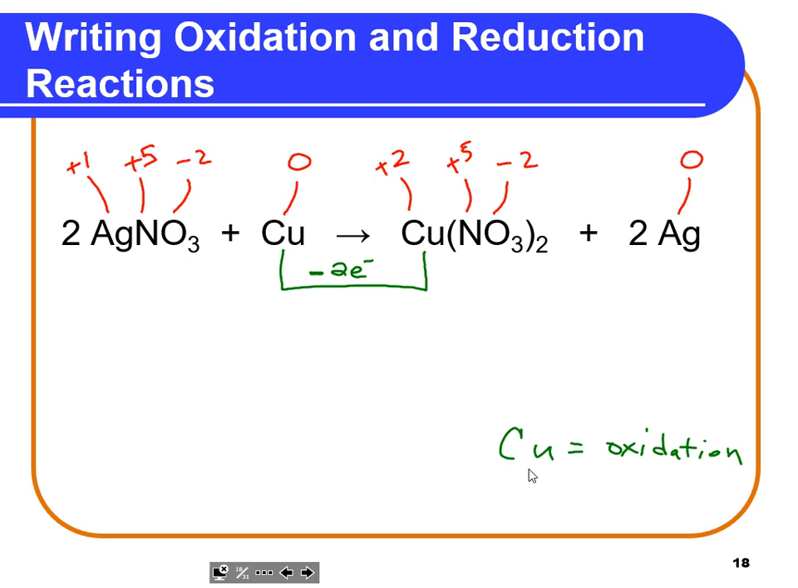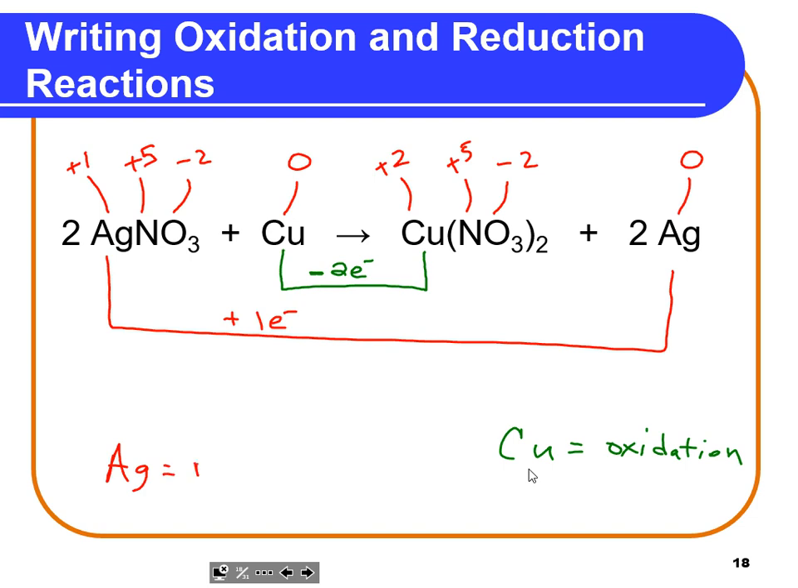What else changes? Well, does nitrogen change? +5, +5? Nope. Does oxygen? -2, -2? Nope. My other one here is silver. So silver went from +1 to 0, so it has gained 1 electron. So when it gains 1 electron, silver is being reduced. So it is undergoing reduction.